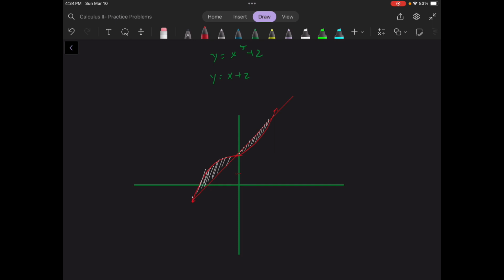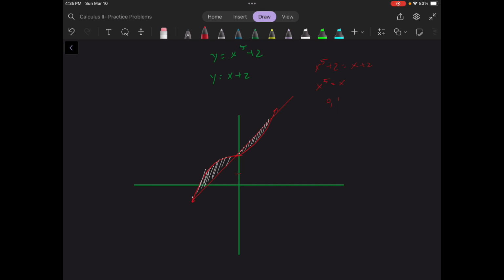So let's set x to the fifth plus 2 equal to x plus 2. We know that 0 is a solution because that's both of their y-intercepts. If we subtract 2 from both sides, we have x to the fifth equals x. And before doing any more algebra, let's just think what realistic values of x are they going to equal each other? Well, we know 0 is one. How about 1? Is 1 to the fifth power the same as 1?